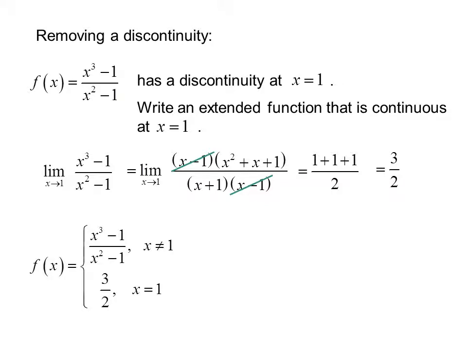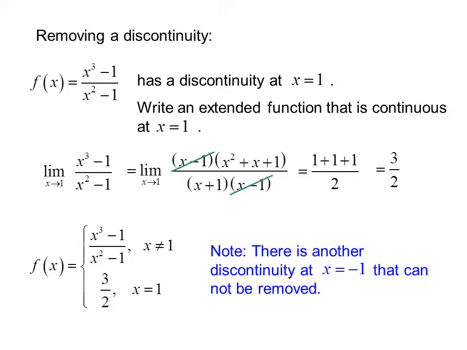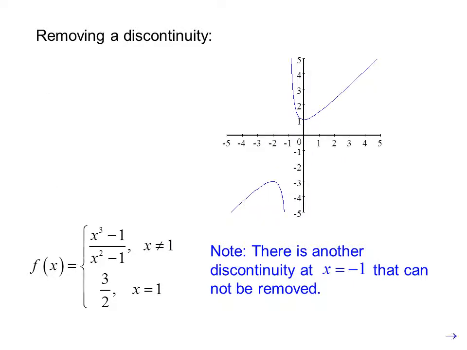So our extended function is f of x equals x cubed minus 1 over x squared minus 1 when x is not equal to 1, and 3/2 when x is equal to 1. Note there's another discontinuity at x equals -1 that cannot be removed. The graph looks like this.